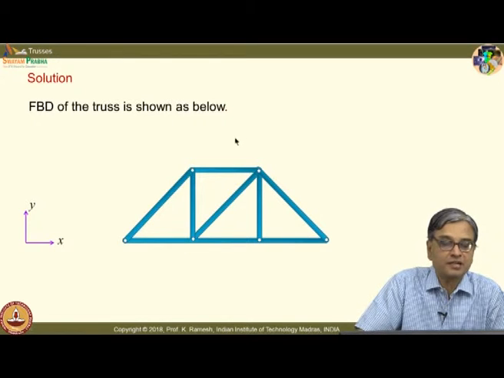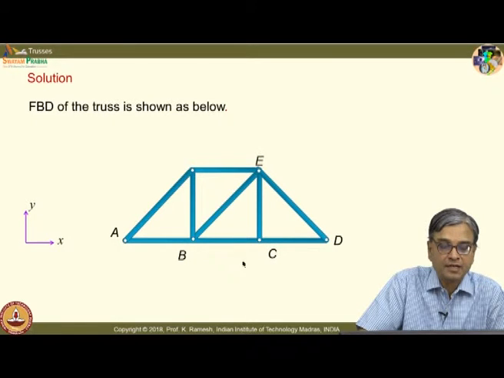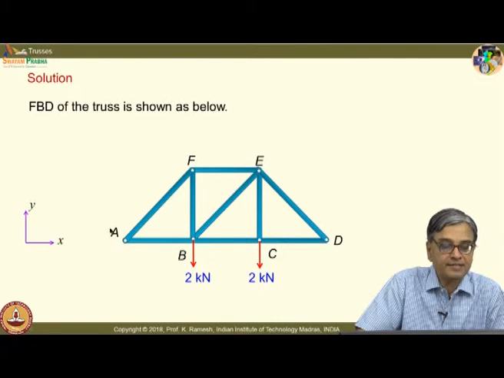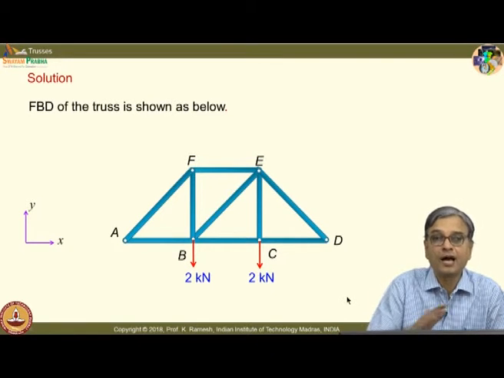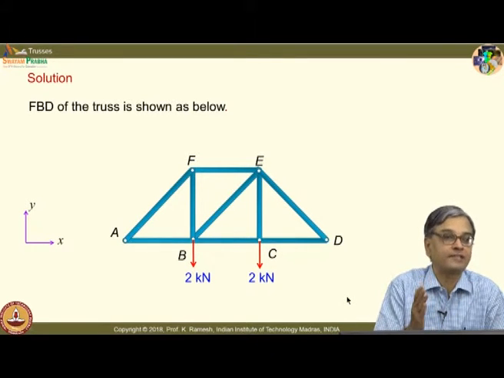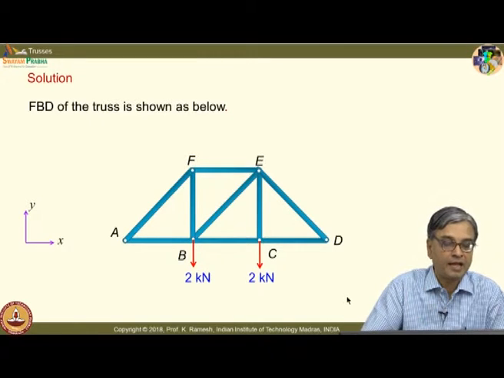And first step is to draw the free body diagram, show the unknown forces and known forces. I can put the known forces first, 2 kilonewton and 2 kilonewton. I should replace the support at A and D with the appropriate force interaction. And A is a pinned joint.